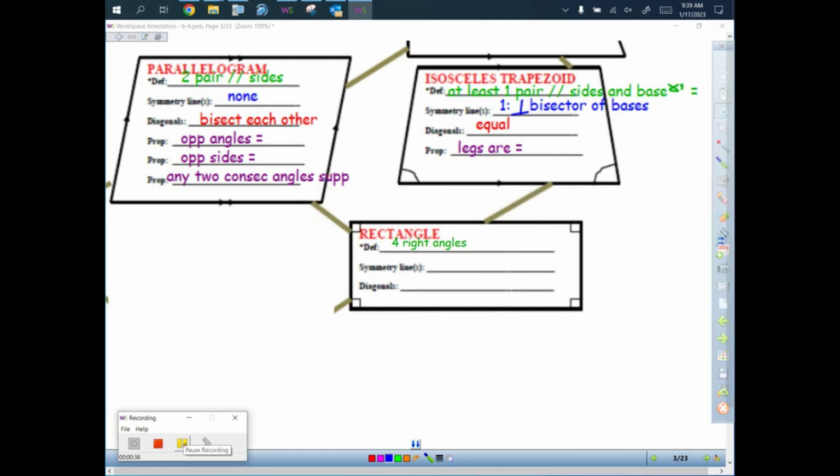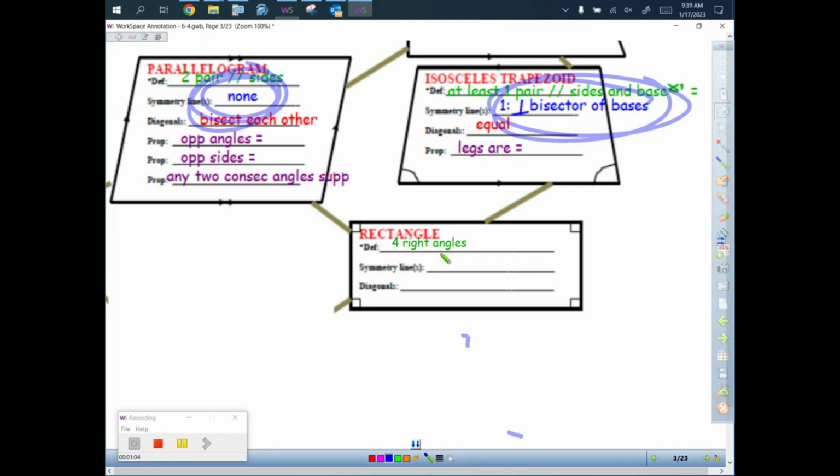And then next is the symmetry lines. You got to look at where it came from, their parents. Let's see if the rectangle's even going to have any symmetry lines. I don't care which one's mommy and daddy, but does the parallelogram have any symmetry lines? Nope. Does the isosceles trapezoid have any symmetry lines? It has one. So if either mom or dad has something like that going on, then the baby will have it.